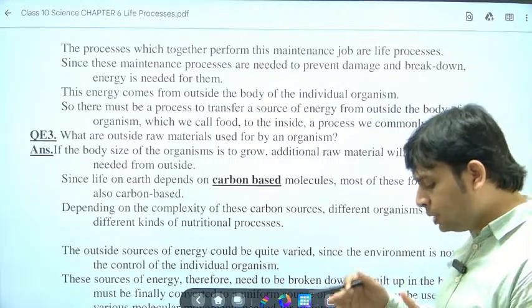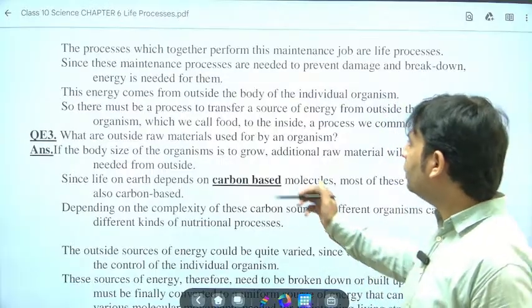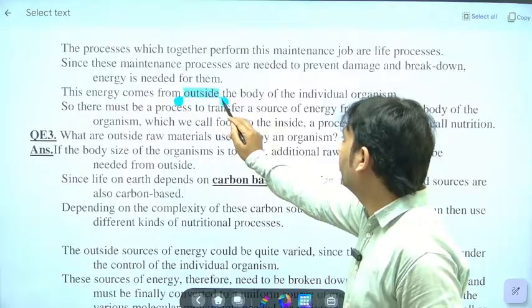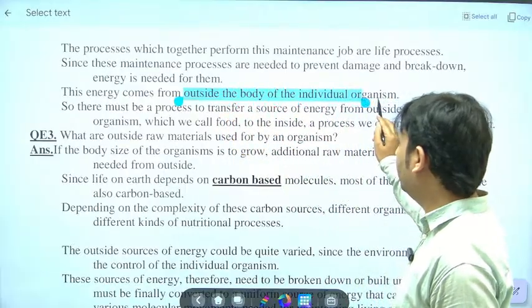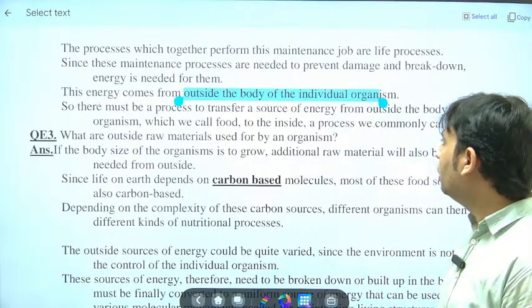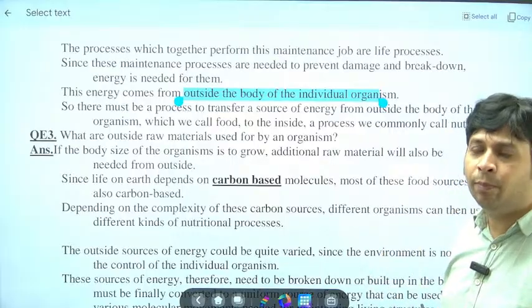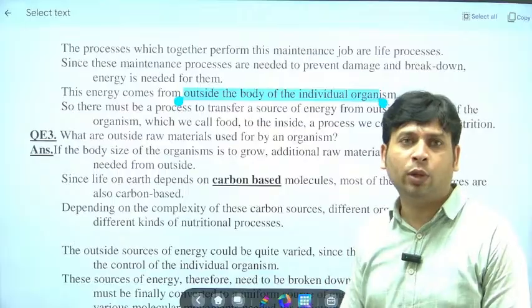And how does this energy come? The question is, how does this energy come? The energy comes from outside the body of the individual organism. So there must be a process to transfer a source of energy. For us, the sun is the ultimate source of energy.